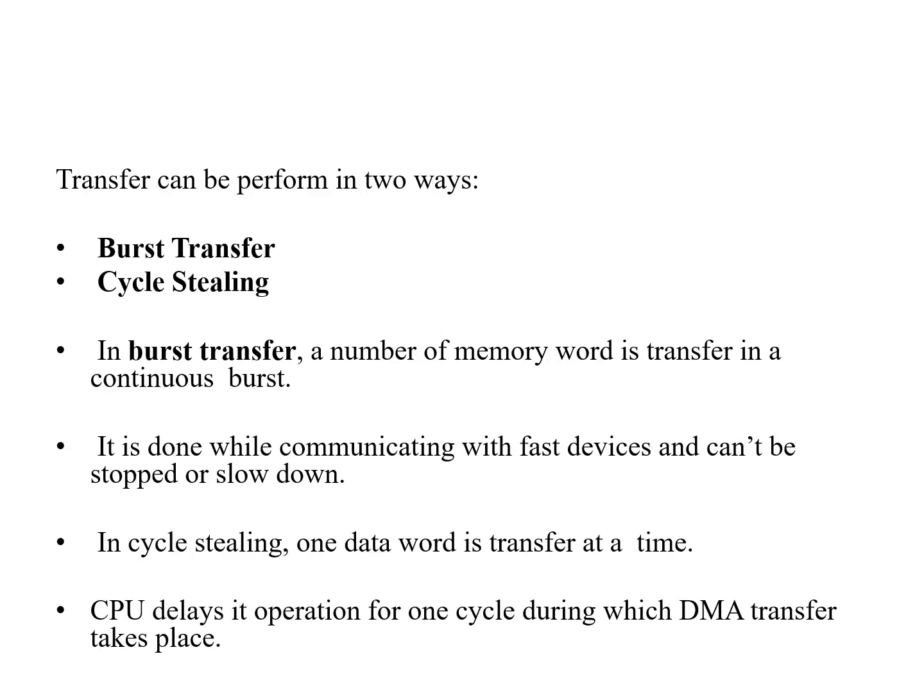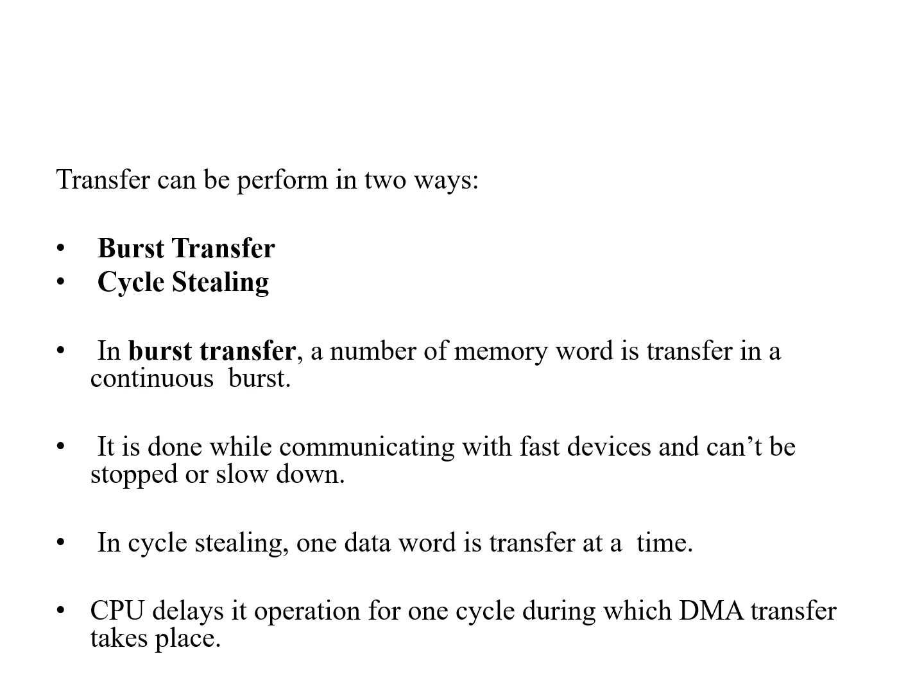Transfer can be performed in two ways. One is burst transfer, another one is cycle stealing. In burst transfer, a number of memory words are transferred in a continuous burst. An entire block of data is transferred in one contiguous sequence. Once the DMA controller is granted access to the system bus by the CPU, it transfers all bytes of data in the data block.